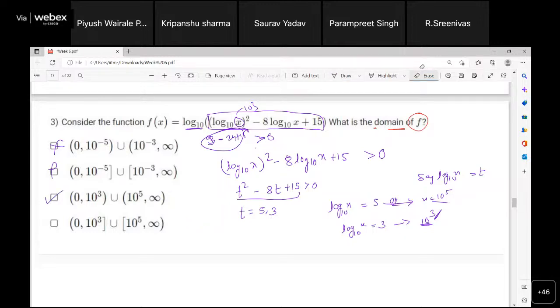Any doubt in this part? No, sir. Okay. Sir, will 10 to the power 3 be included now? On this value, it becomes 0, which is not in the domain of log 10. So understand it, it should be greater than 0, right? Yes. So the domain is such that option C should be the correct one.